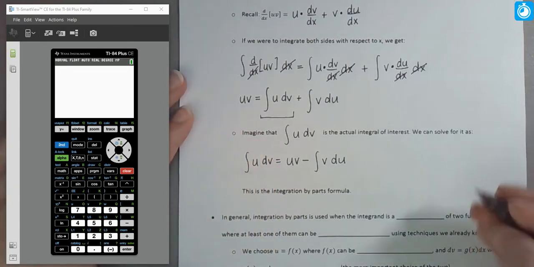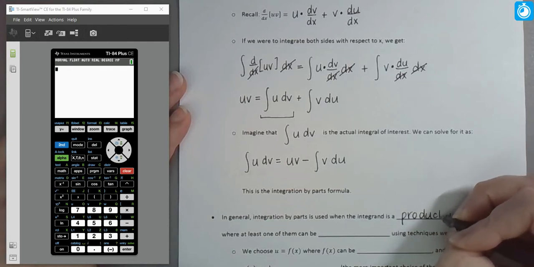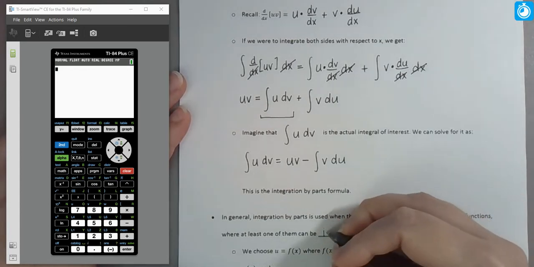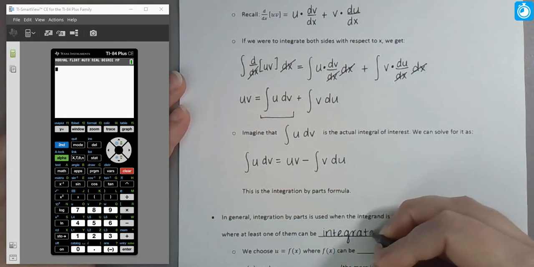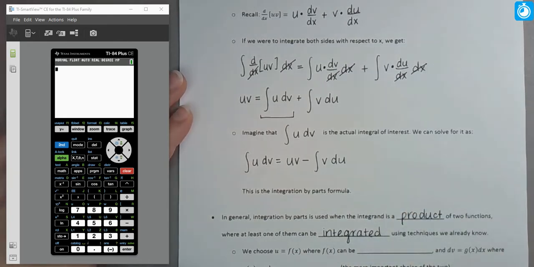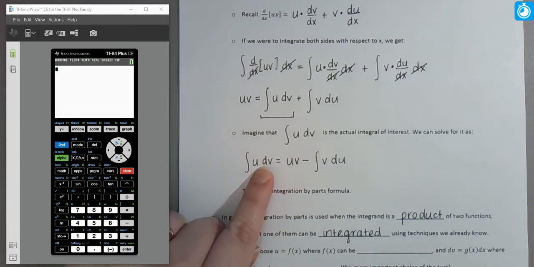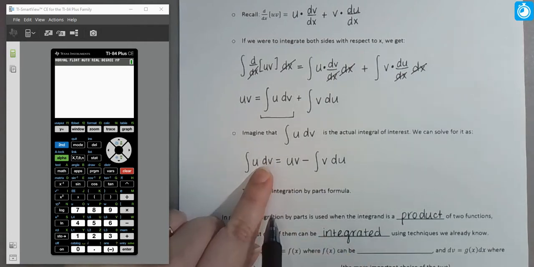We have an integrand that is a product of two functions, and at least one of them can be integrated using techniques that we've already seen. So what's the goal here? The goal is to take something that's a product of two functions. u is one function. dv is another function that will also involve the differential. So dv is going to be a standalone function and a differential.